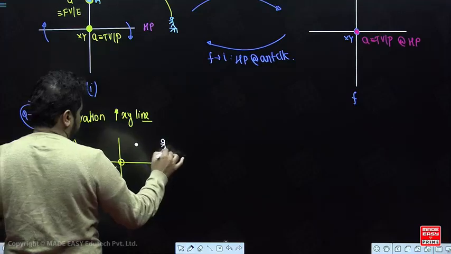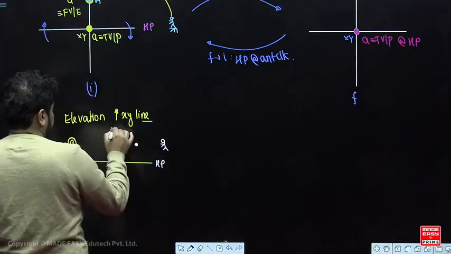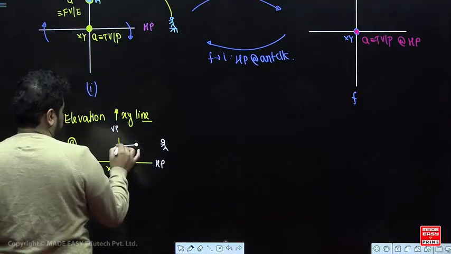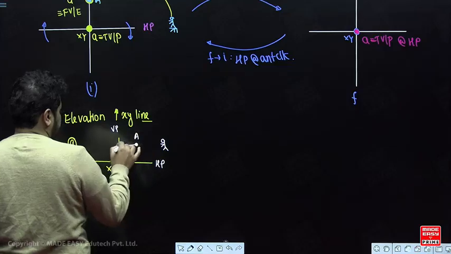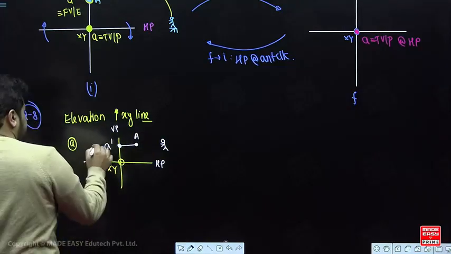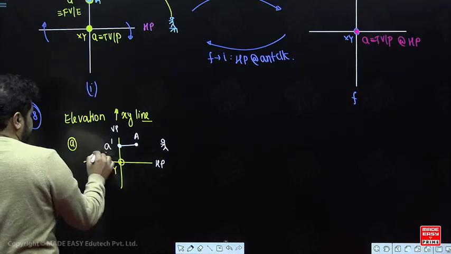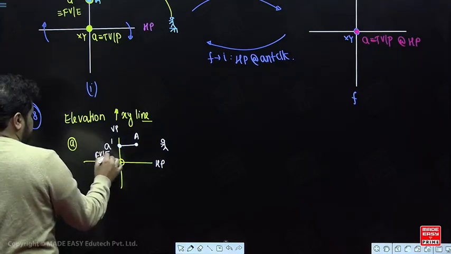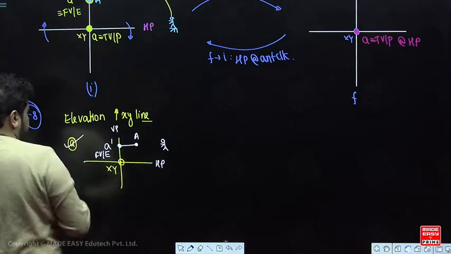Elevation means what? Now this is your HP, this is your VP. So the front view of this particular point will be seen here, A dash. So is the elevation above xy line? This is nothing but the elevation, front view or elevation. Is it above xy line? Yes. Option A is correct.